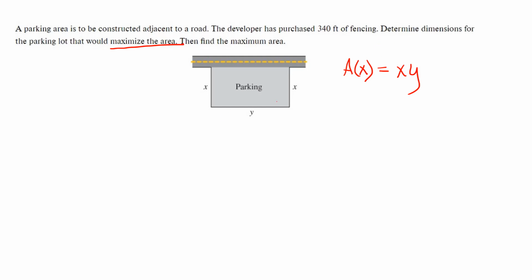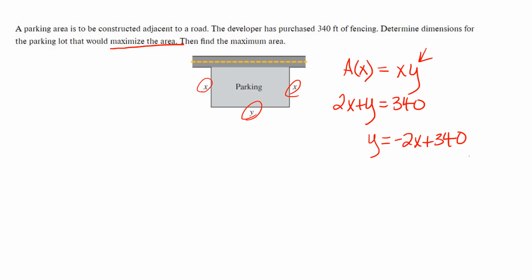But we do know one other thing about this situation, and that is that there's 340 feet of fencing. So x plus y plus x is going to add up to 340. So 2x plus y is 340. We know this, and so we don't have to have a y in that equation. We can go ahead and solve for y in this equation and then plug that into our area function. So y would be negative 2x plus 340.